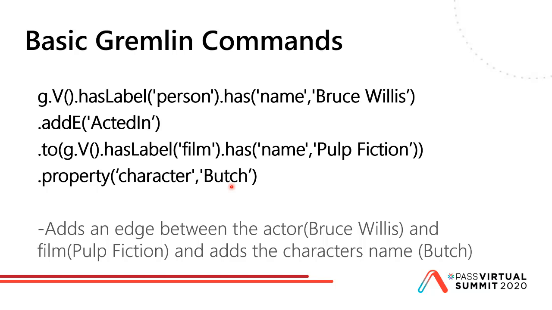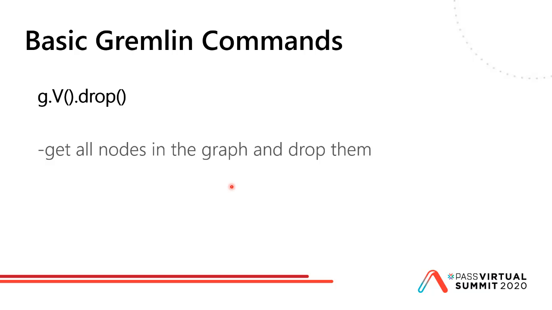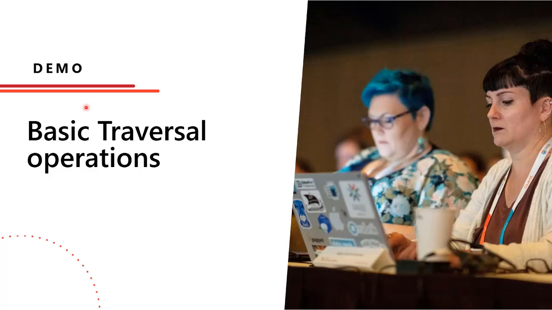Next thing we might want to do is delete. We can do that very simply with the drop statement. What this statement is doing is saying, go and get me all of the vertices, so all the nodes within my model, and drop them. So essentially almost like a truncate statement, right? We're going to drop everything. Not recommended for production.